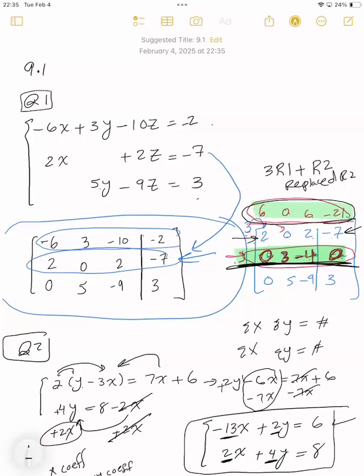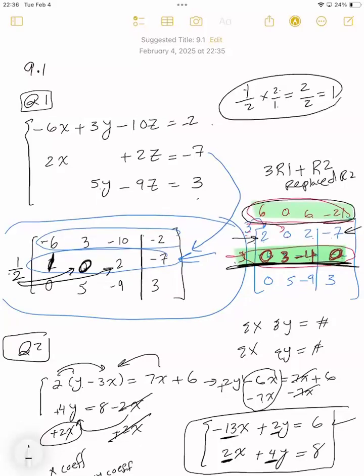The last operation that you're allowed to do is you're allowed to multiply a row by a number. So I'm allowed to multiply row 2, for instance, by 1/2, and then change row 2. So if I multiply 1/2 by 2, 1 times 2, 2 times 1, 2 over 2 is 1, so this becomes 1. Then I multiply 1/2 by 0. Anything times 0 is 0. Then I multiply 1/2 by 2, but 1/2 times 2 is 1.